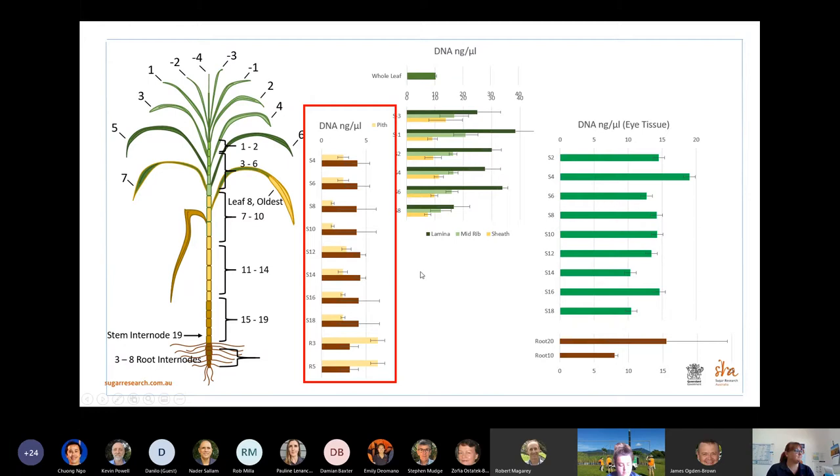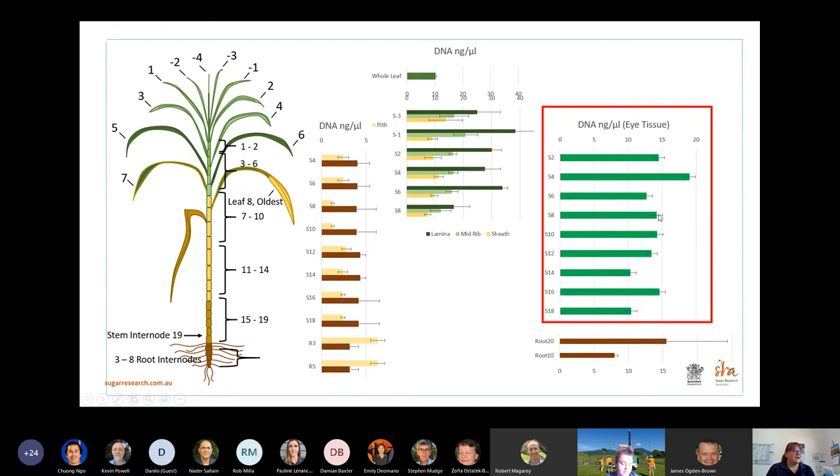However, when you're looking at the stalk and you're looking at that bud or the eye tissue, we are getting a really high amount of recoverable DNA from the eye tissue. And this was a surprise to us, and it actually stands as maybe a good alternative when we can't get leaf tissue, if the plant has been topped or something like that, and we still want to test that plant. We can take a bud and extract the DNA and still get fairly high concentrations of DNA out of the bud.